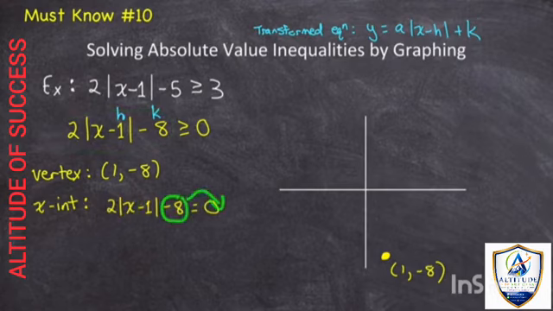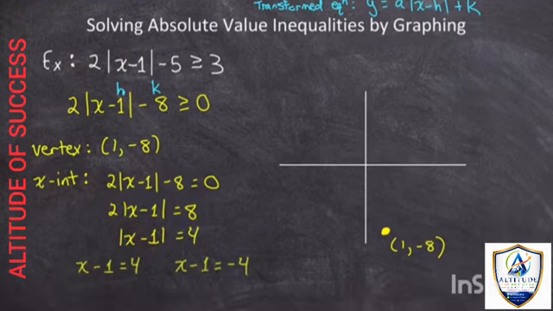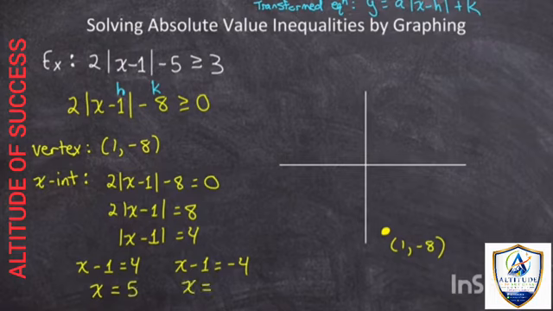I'll add the 8 to the other side. Then I'll divide this 2 to the other side, giving me 8 divided by 2, which is 4. And then I know the absolute value of x minus 1 would be 4 if x minus 1 was either 4 or negative 4. And then solving these equations, I get x-intercepts of 4 plus 1, which is 5, and an x-intercept of negative 4 plus 1, which is negative 3. So I'll plot those x-intercepts roughly on my graph.